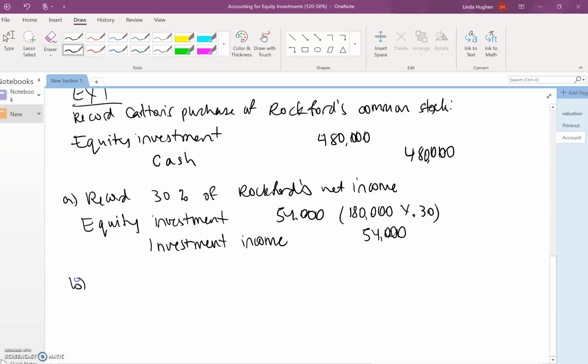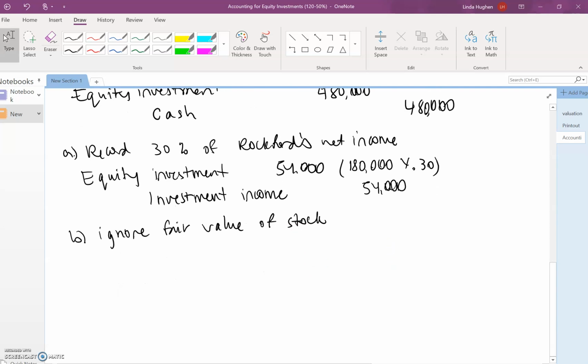In B it says at 12/31/19, Rockford's common stock had a fair value of $12 per share. What do we do? We ignore that. Because we're using the equity method, we ignore the fair value. The only thing that affects us is income, losses, or dividends incurred by Rockford. C, on January 28th, 2020, Rockford announced and paid a cash dividend of $100,000. See if you can think about, maybe pause the video here, think about how you might want to record that entry. Come back.